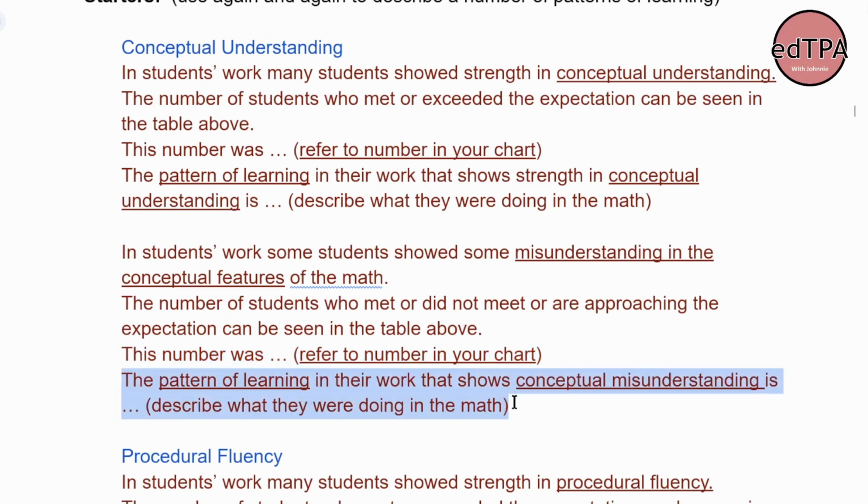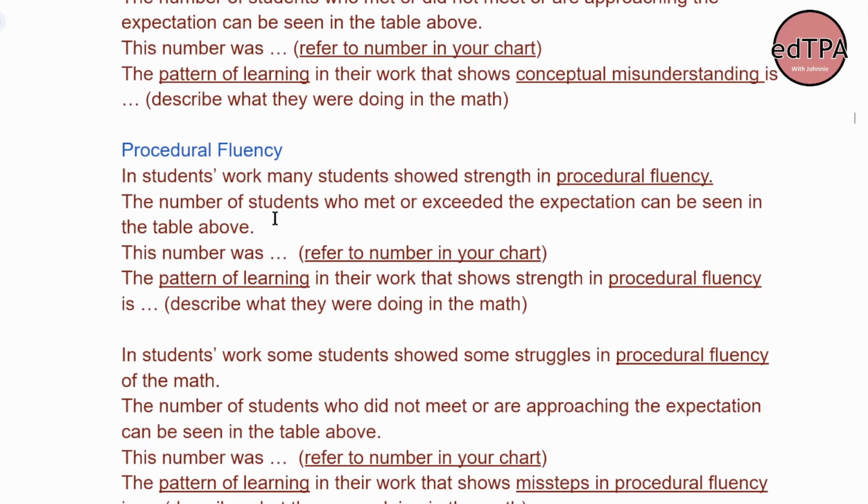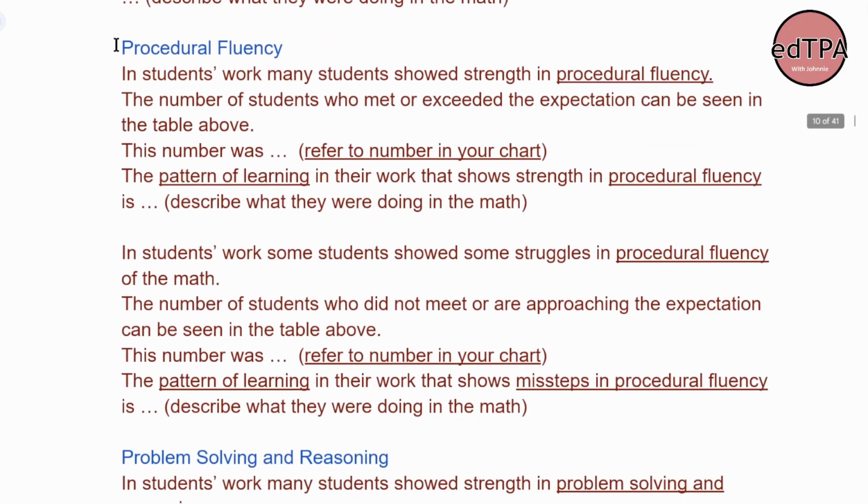And then you talk about the pattern of learning. The pattern of learning in their work that shows conceptual misunderstanding is, and describe what they were doing in the math. So this is conceptual understanding, and you can expect we're going to do that the same for procedural fluency. In students' work, many students showed strength, so we got the strength. In procedural fluency, the number of students who met or exceeded the expectation can be seen in the table above.